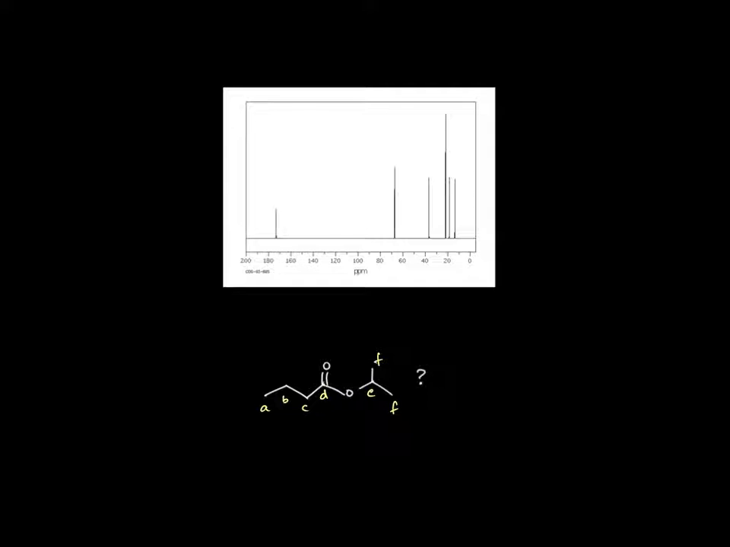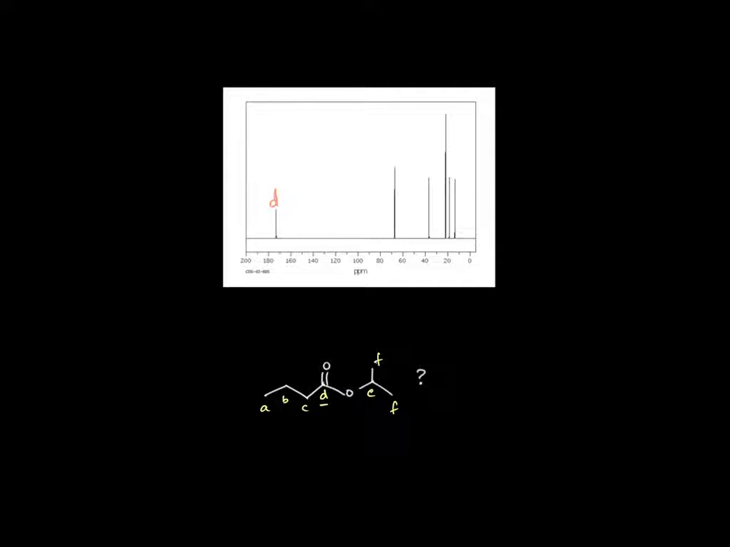Our highest should definitely be this environment D right here, because that is a C double bond O. C double bond O's are the highest that we will see in terms of carbons. We said that those show up somewhere between 150, 160 and 210, and we definitely have one peak way up there. And so that is, most likely, your peak D right there.